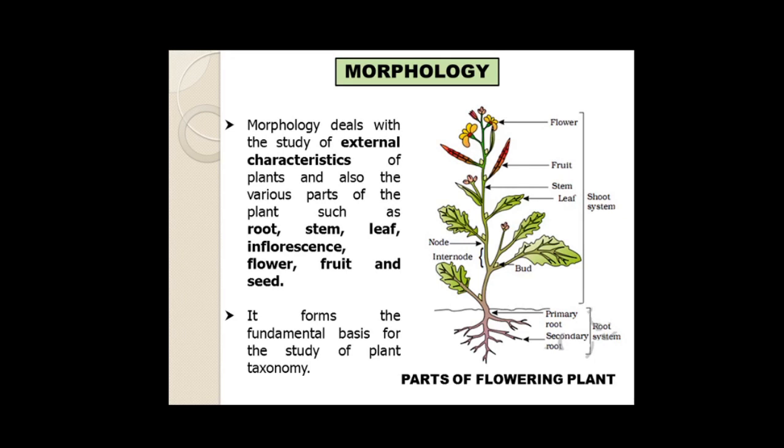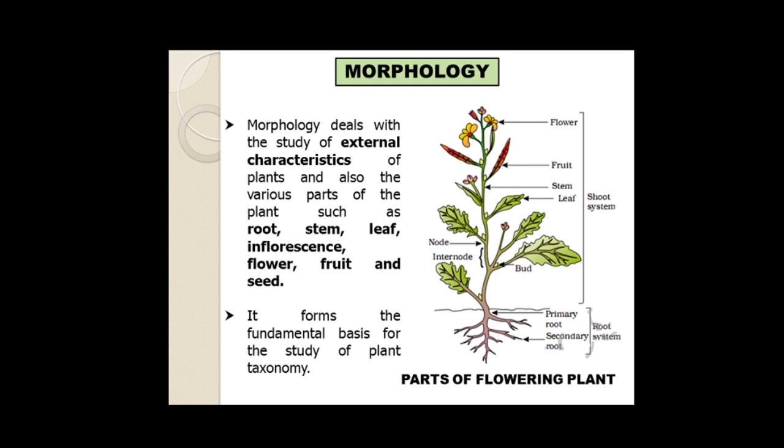Good morning, everyone. Today I am going to explain about the morphology of flowering plants. Let us know what is morphology. Morphology basically deals with the study of external appearance, that is, the external features or characters of plants, and also various parts of the plants such as stem, root, leaves, flower, inflorescence, fruit, and even seeds.